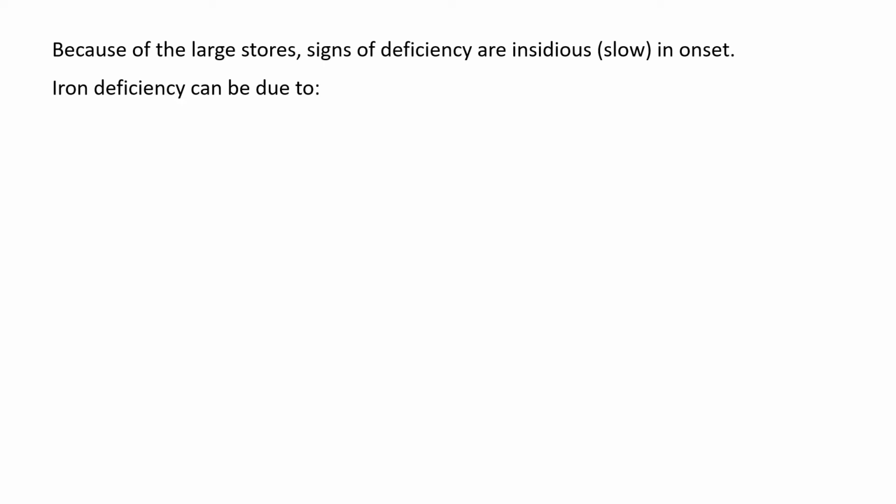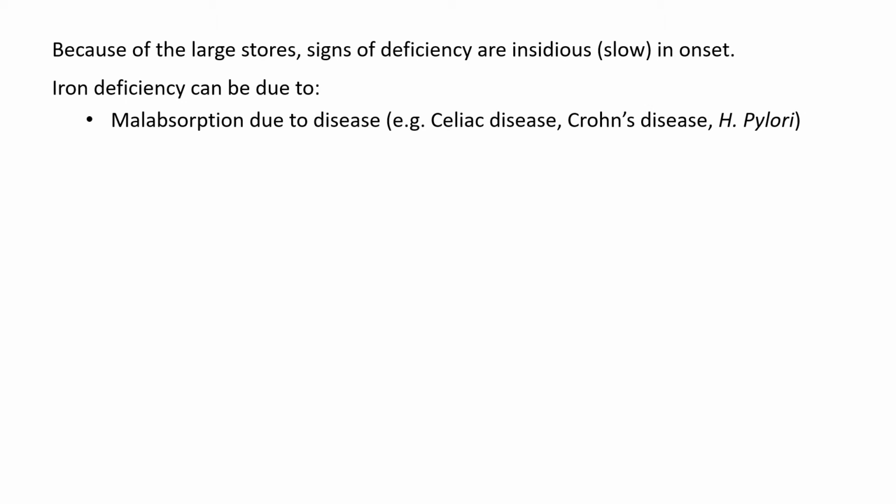Iron deficiency can be caused by any malabsorption. Obviously, it's all very well us eating lots of iron, but if we can't absorb it, then that's going to cause a deficiency. That malabsorption might be due to diseases such as celiac disease, Crohn's disease, or H. pylori also has an impact because of this need for the gastric acid to prevent it becoming an insoluble form.